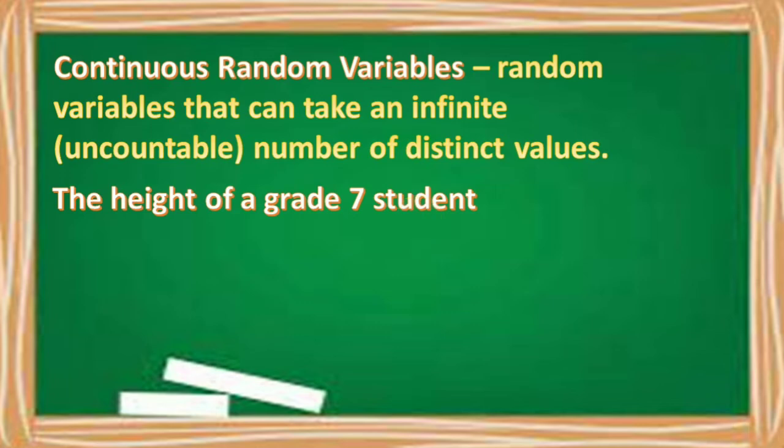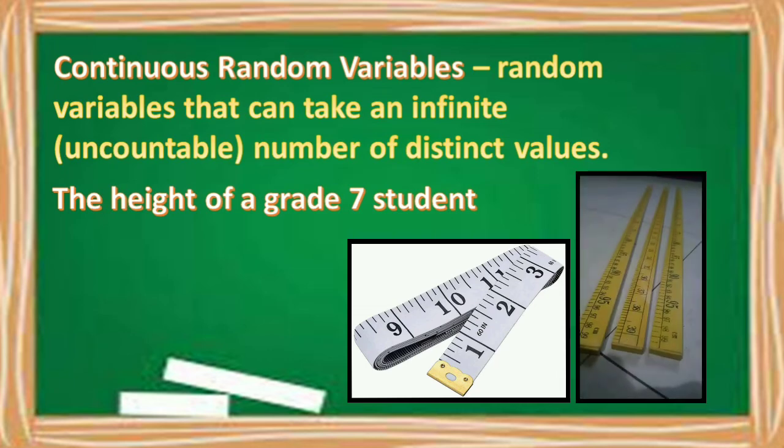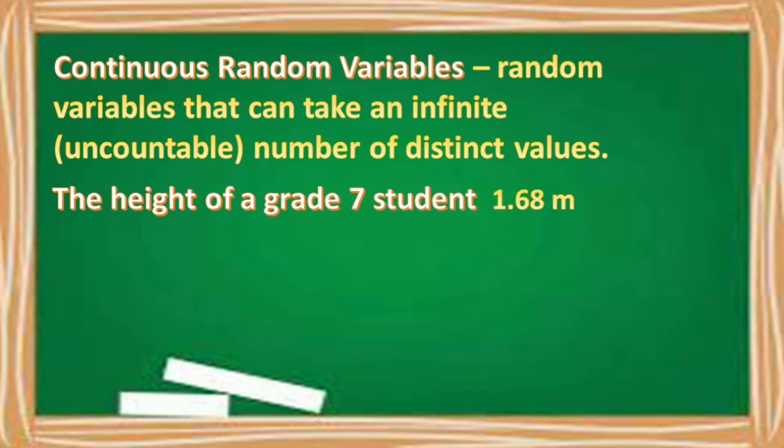Say the height of a grade 7 student. So the height of a grade 7 student can be obtained by measuring using a measuring device, say a tape measure or a meter stick. You may obtain a height of, let's say, 1.68 meters or 5 feet and 6 inches or 5.5 feet tall.